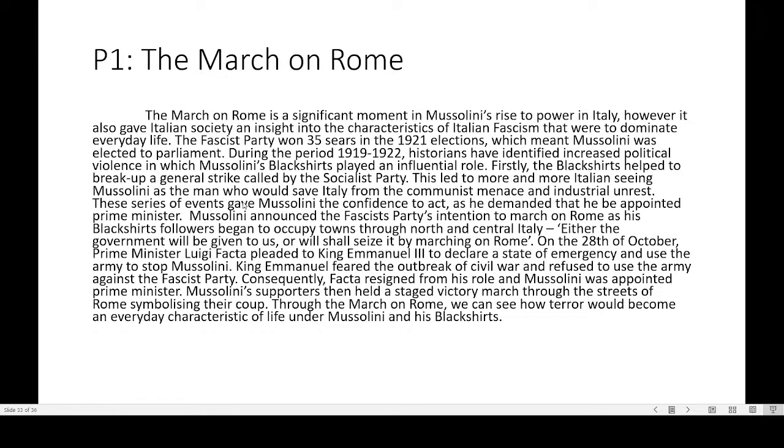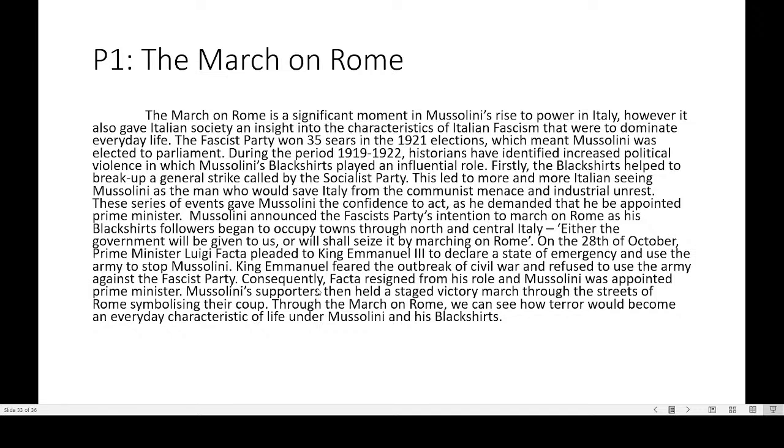These series of events gave Mussolini the confidence to act as he demanded that he be appointed Prime Minister. Mussolini announced the Fascist Party's intentions to march on Rome as his black shirt followers began to occupy towns throughout north and central Italy. And here I've included evidence of outside reading. Either the government will be given to us or we shall seize it by marching on Rome. So a quote from Mussolini. On the 28th of October, Prime Minister Luigi Facta pleaded to King Emmanuel III to declare a state of emergency and use the army to stop Mussolini. King Emmanuel feared the outbreak of a civil war and refused to use the army against the Fascist Party.